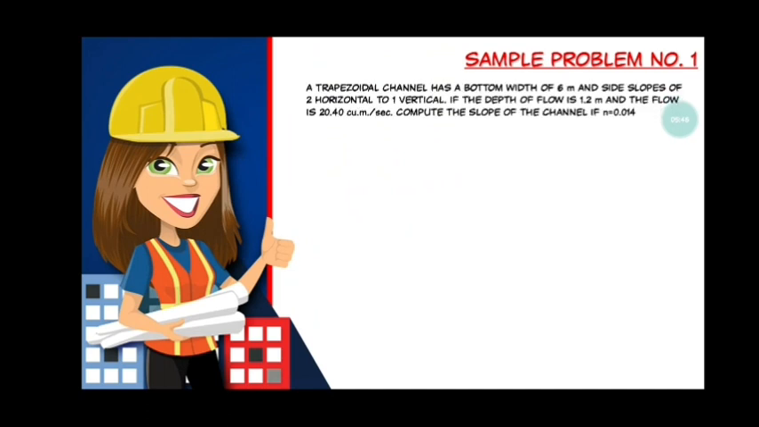Now let's have sample problem number 1. A trapezoidal channel has a bottom width of 6 meters and side slopes of 2 horizontal to 1 vertical. If the depth of flow is 1.2 meters and the flow is 20.4 cubic meters per second, compute the slope of the channel if n is equal to 0.014.